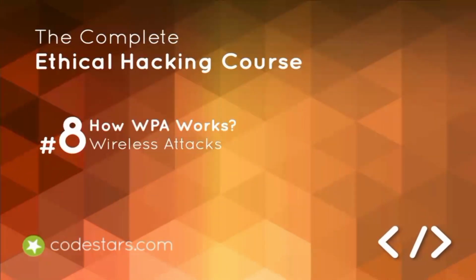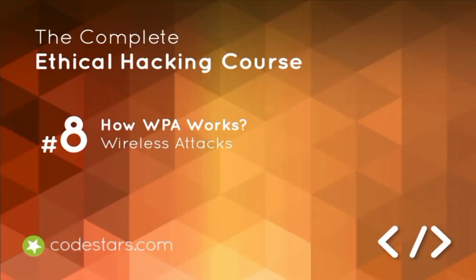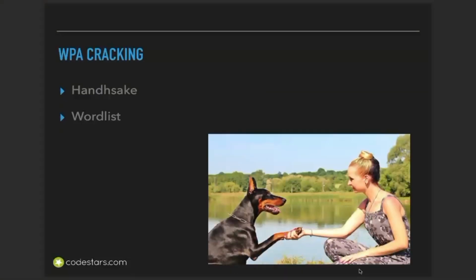Hi, within this lecture, we're going to discuss how WPA and WPA2 actually work. So we have seen it's very easy to crack WEP encrypted routers, but it's really hard to crack WPA actually because we need a handshake and we need a word list in order to do that. And what's a handshake and what's a word list?